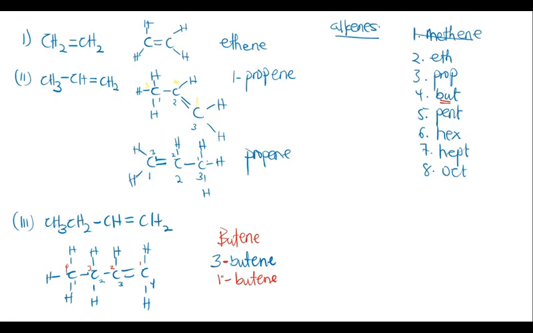Now when we are naming, we always try to give the least number to the double bond as much as possible, either the double bond or the substituent. So instead of writing 3-butene, we use 1-butene, because we give the least count to the double bond. So the blue counting will not work, but the red counting will work in this case. So this compound is 1-butene. Let's have a look at more examples.